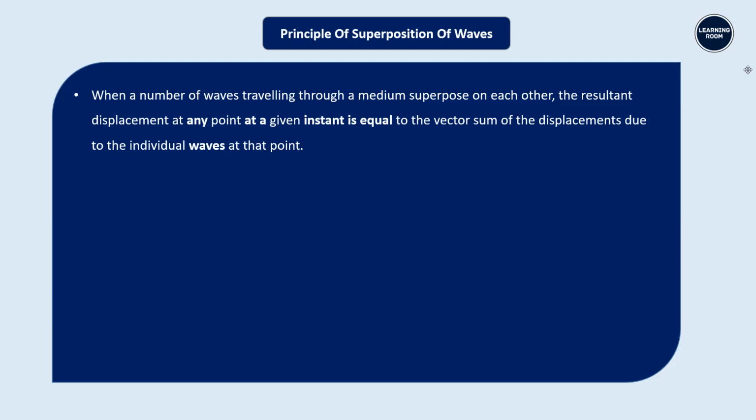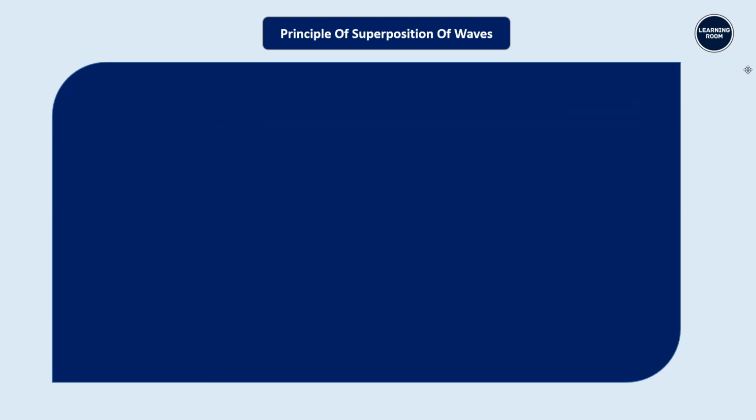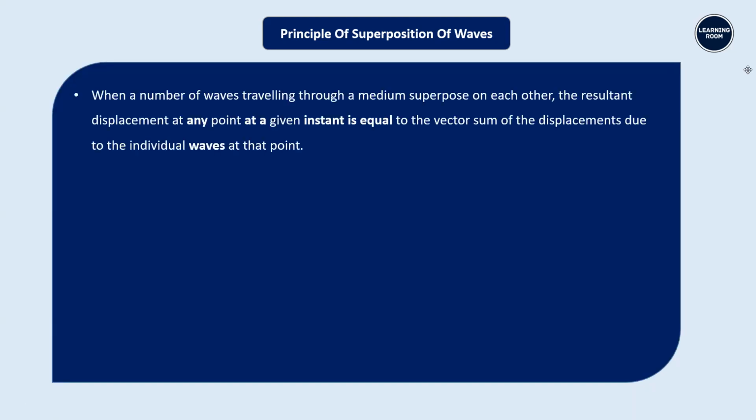What do you mean by superpose? When they come in contact with each other, they superpose on each other, then you have something called a resultant. What is the resultant? It is the outcome. So the resultant displacement at any given instant is equal to the vector sum of the displacements due to the individual waves at that point. You need to understand what I'm trying to say.